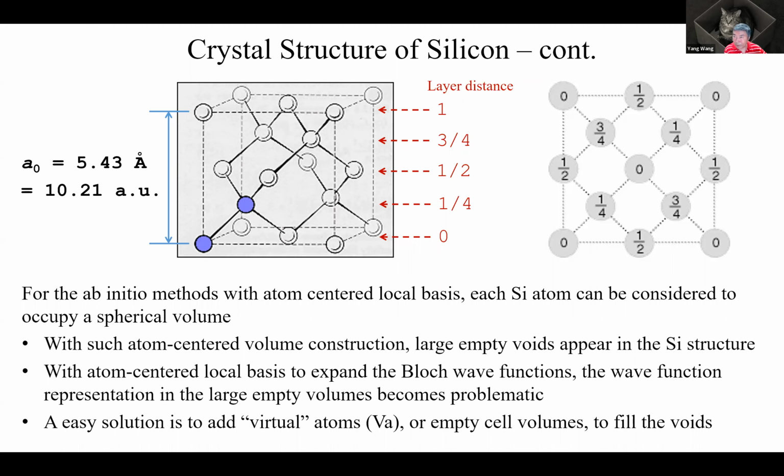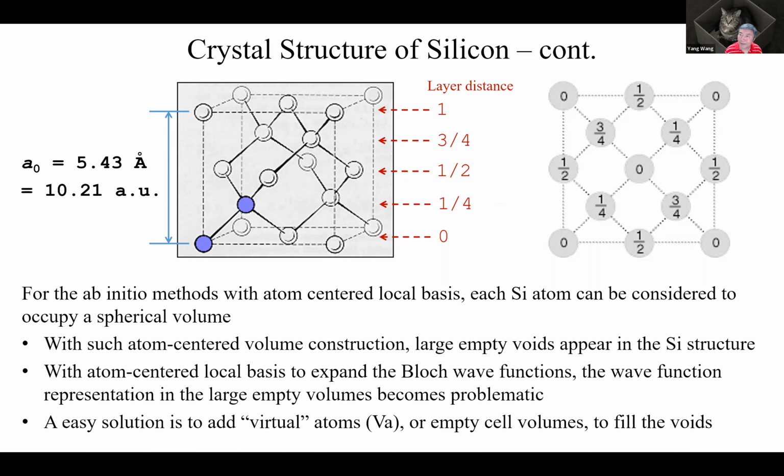With the local basis approach, we expand the wave functions in terms of atom-centered local basis. Then, if there's a large void out there, and your local basis is rather far away from the atom, it becomes problematic if you try to use the local basis to expand wave functions. So the solution is quite simple, right?